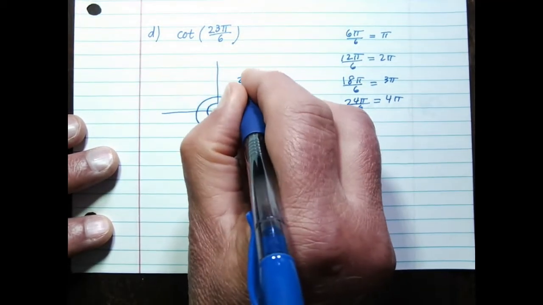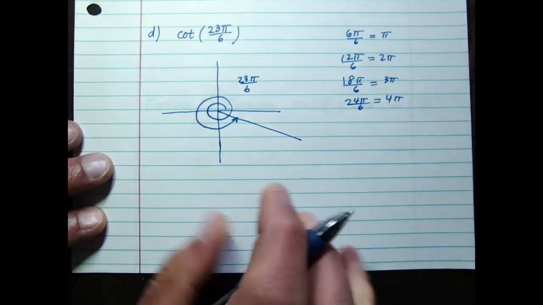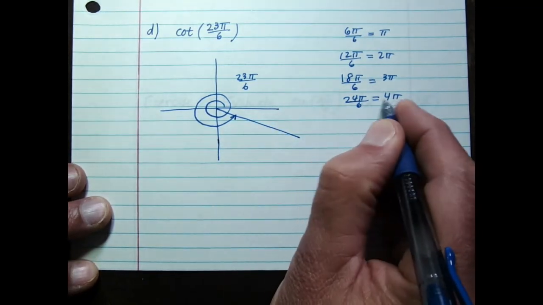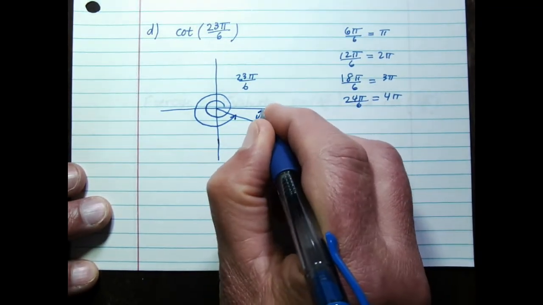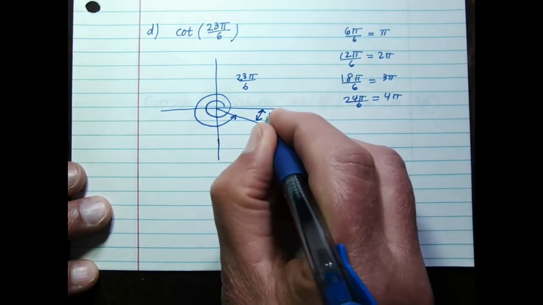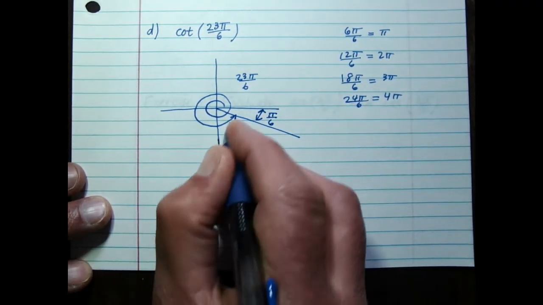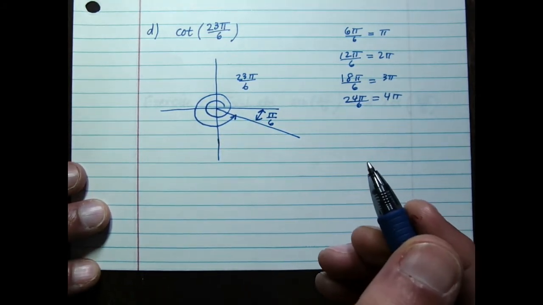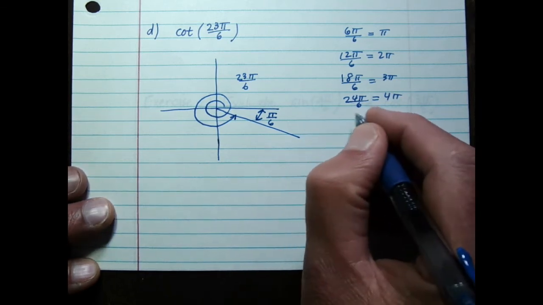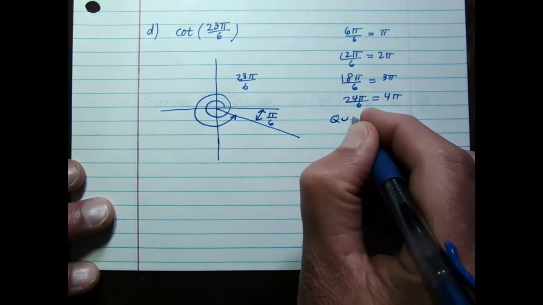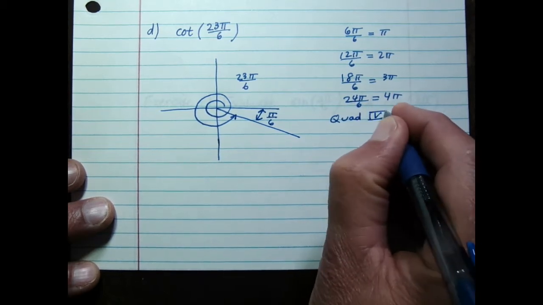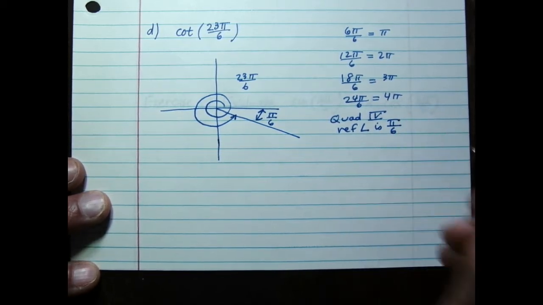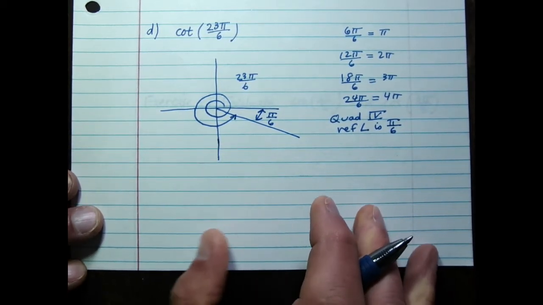Here's my 23 pi over 6 in standard position. So that wasn't too bad. And actually, because I know 24 pi over 6 would be 2 full circles, I can see that my reference angle here is pi over 6, because pi over 6 more radians would take me to 2 full circles, 24 pi over 6. So we got quadrant 4. Reference angle is pi over 6. Pi over 6 is the same as 30 degrees.